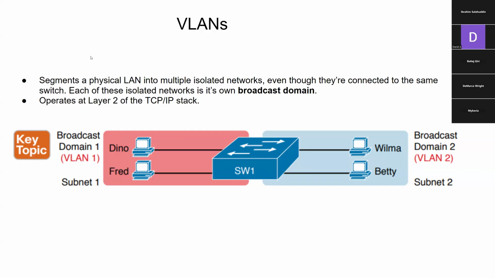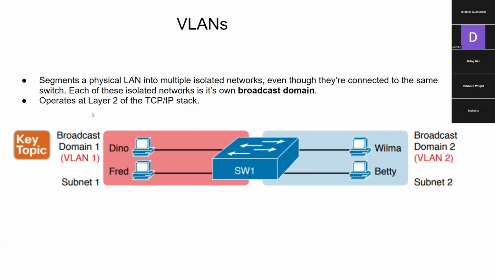This is a key topic. This is pretty similar to what we were looking at before, but the difference now is that we have one switch instead of two, right? Dino and Fred are connected to switch one, and Wilma and Betty are connected to switch one. The difference here is that we created a VLAN. We put Dino and Fred in their own VLAN, and then we put Wilma and Betty in their own VLAN as well. So that's VLAN one and VLAN two.